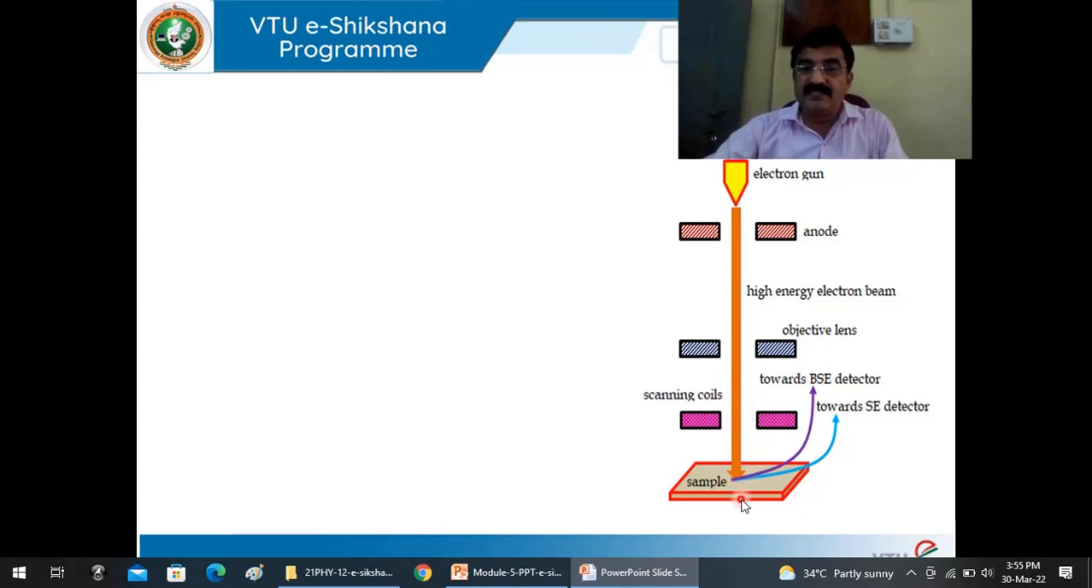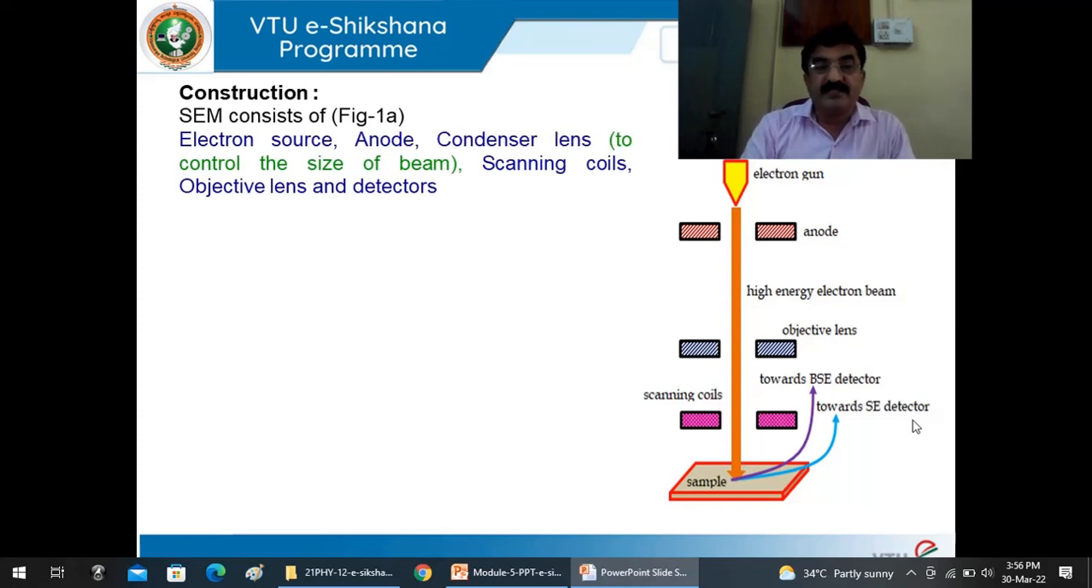Once it falls on the sample, it ejects electrons, that is secondary emission. That beam itself may be scattered back, that is BSE, backscattered electrons. They have to be detected. For them, we have two separate detectors, a BSE detector and an SE detector. So this is the instrumentation. SEM consists of electron source, condenser lens, scanning coil, objective lens, detector, etc.